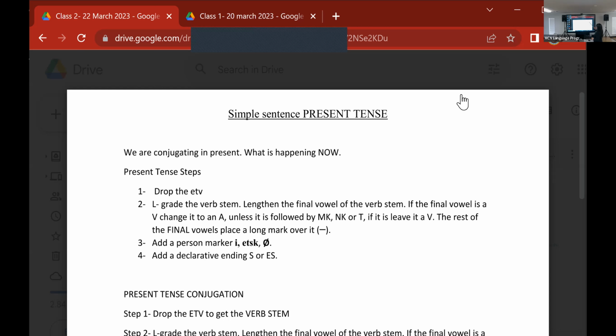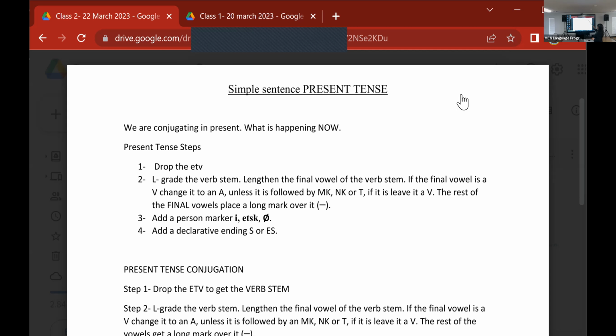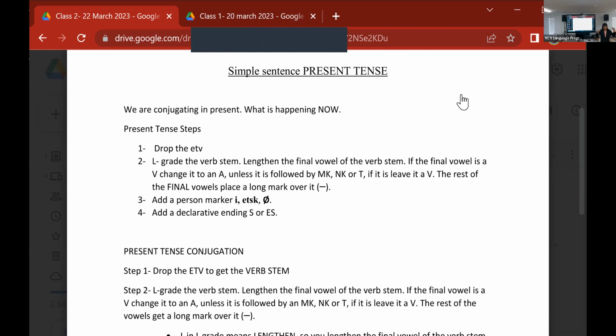All right, so we are just now starting the simple sentence present tense, what we're doing now. There's a different way to do it in the future and in the past, but right now we're doing what's happening now. So we're conjugating in the present, and here are the present tense steps. You drop the ETV, you L-grade the stem, the verb stem.